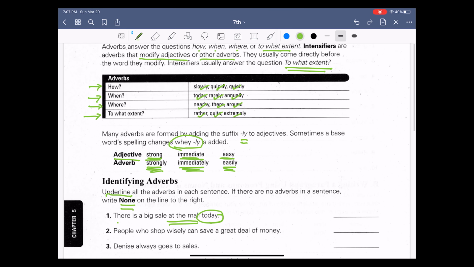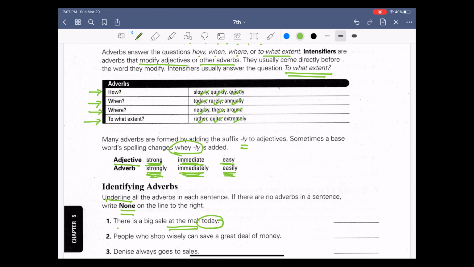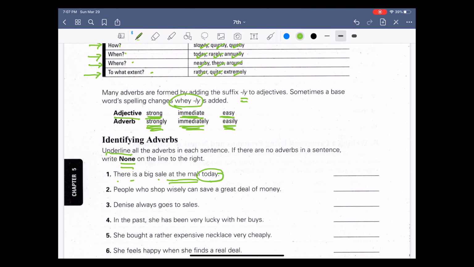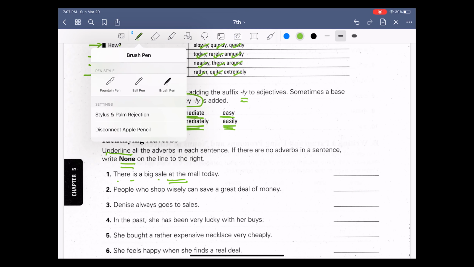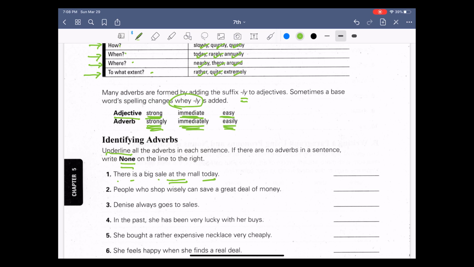If you go up here, you remember your adverbs answer how, when, where, and to what extent. There is a big sale at the mall. When is it? Today. So instead of circling that, you would want to underline it. So today is your adverb for this one.